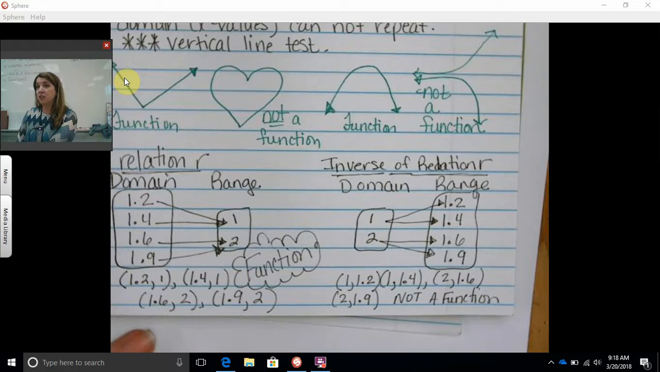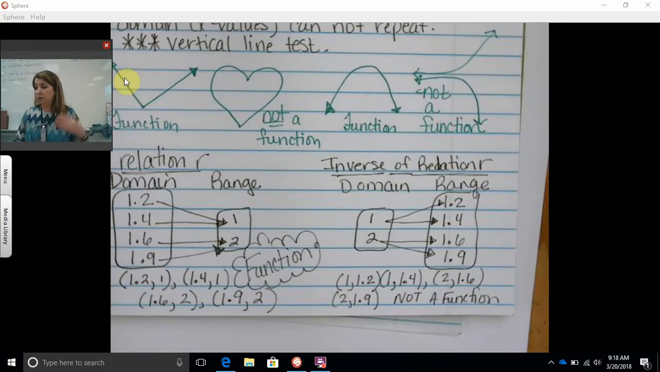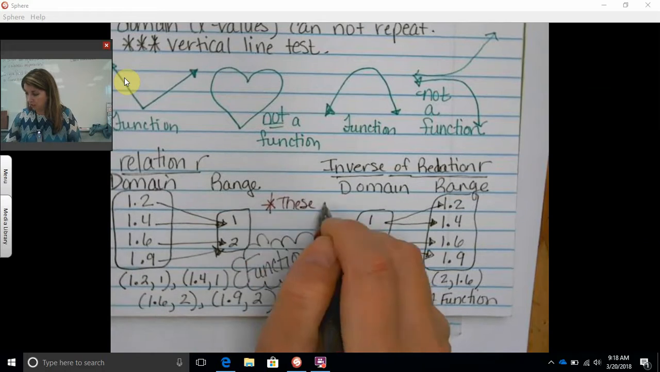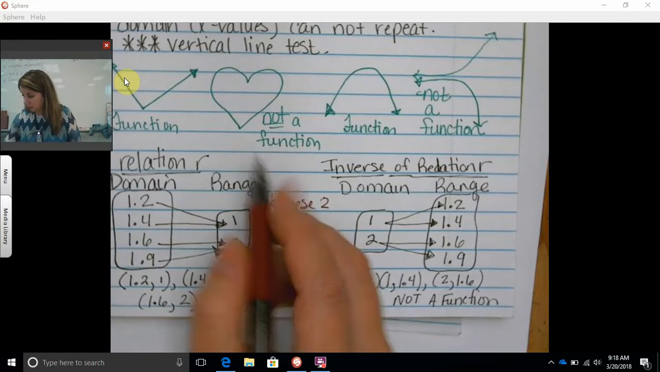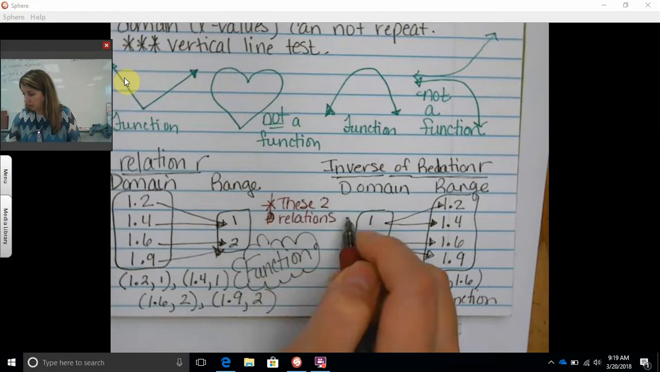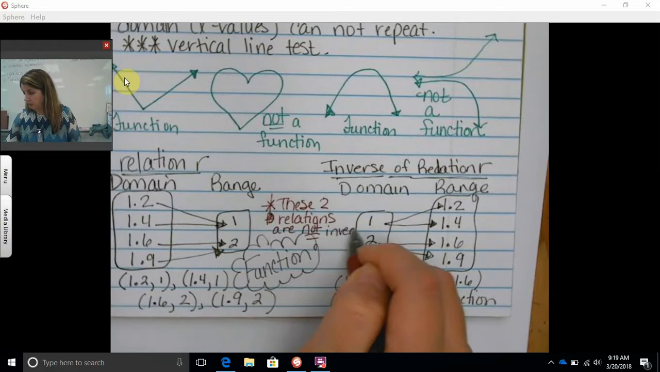So if I said, are these inverse functions, you would say no. Because if you go back up and look at your definition above, it says to be an inverse function, both your relation and its inverse both have to be a function. If they're both functions, then they're called inverse functions. These are not. These two relations are not inverse functions.